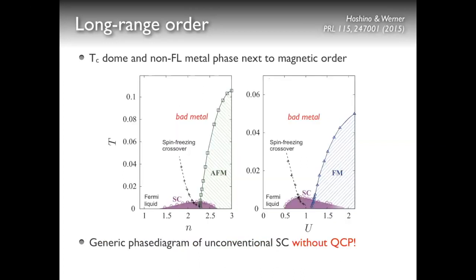And the same is true as a function of U. We have a ferromagnetic phase which is suppressed as we reduce U or enhance pressure, and a superconducting dome next to it. And this phase diagram looks very much like the phase diagram of uranium-based superconductors.